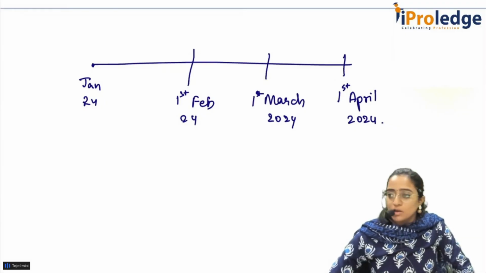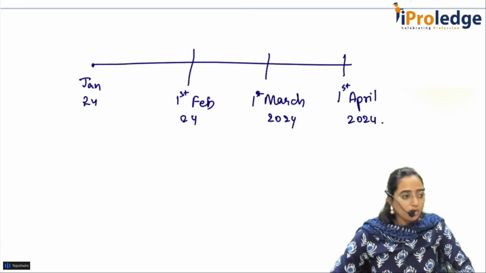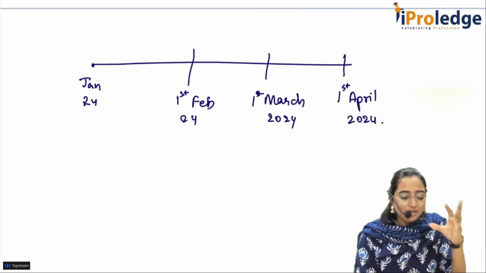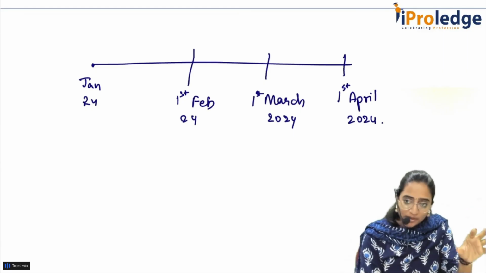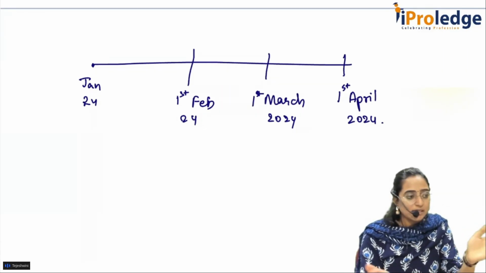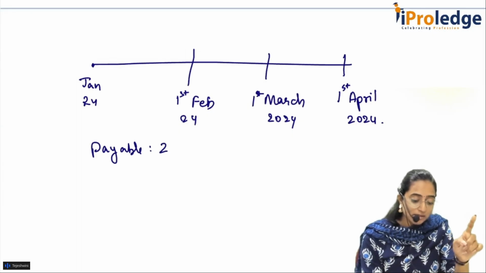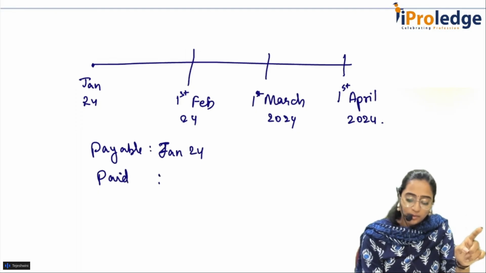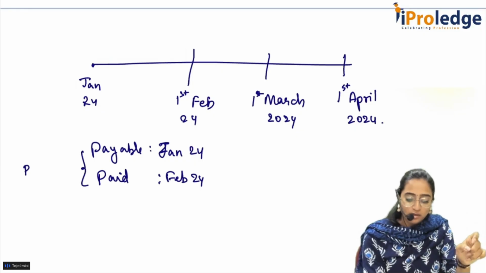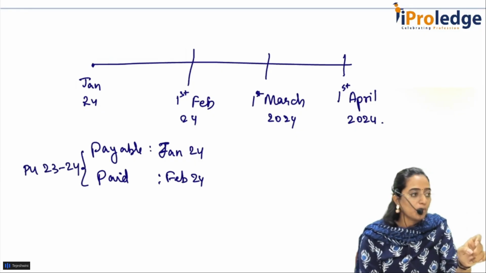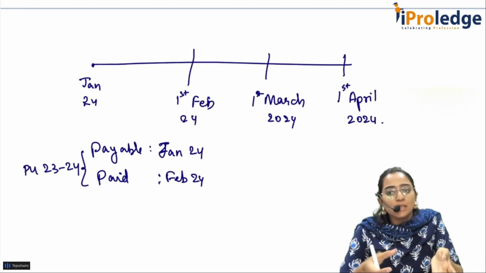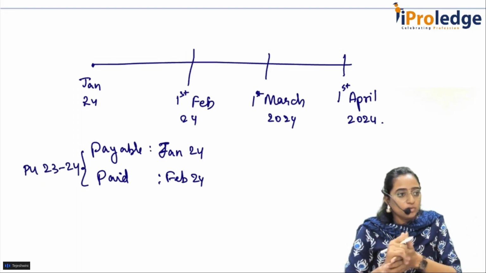So for this Jan month, when is the accrual of the Jan salary happening? Accrual means getting accumulated, not yet paid. Payable is created in Jan 2024 only, but paid in Feb 2024, correct? But both are in the PY 23-24 only. Do you have any problem here? No, because both are in the same PY. The month might be different, but it is the same PY.